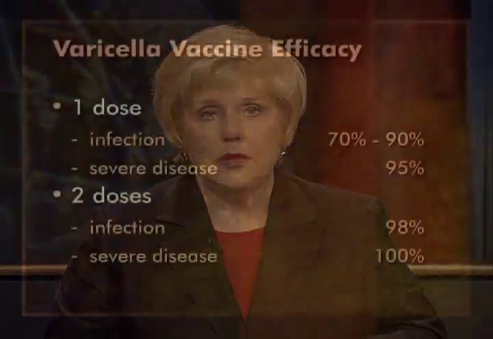MMRV contains more varicella vaccine virus than Varivax in order to overcome a reduced varicella seroconversion rate when mixed in the same syringe as MMR vaccine. Zoster vaccine contains much more vaccine virus than either Varivax or MMRV because it is administered to immune persons and a larger virus dose is needed to overcome this immunity.